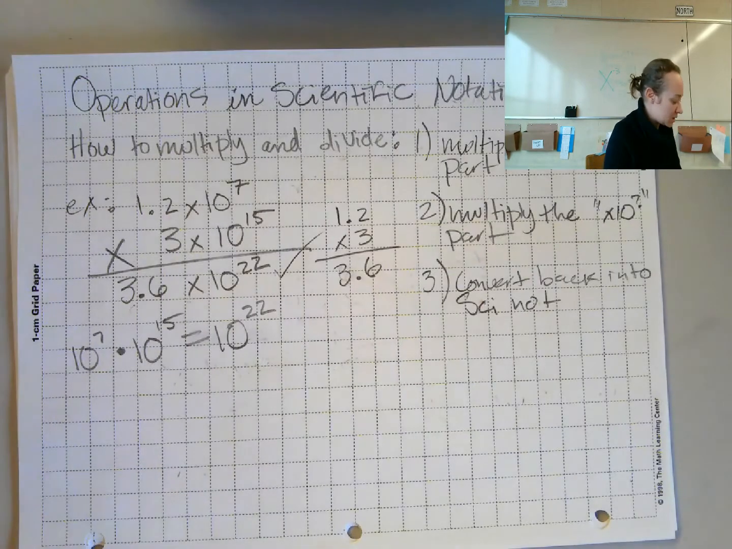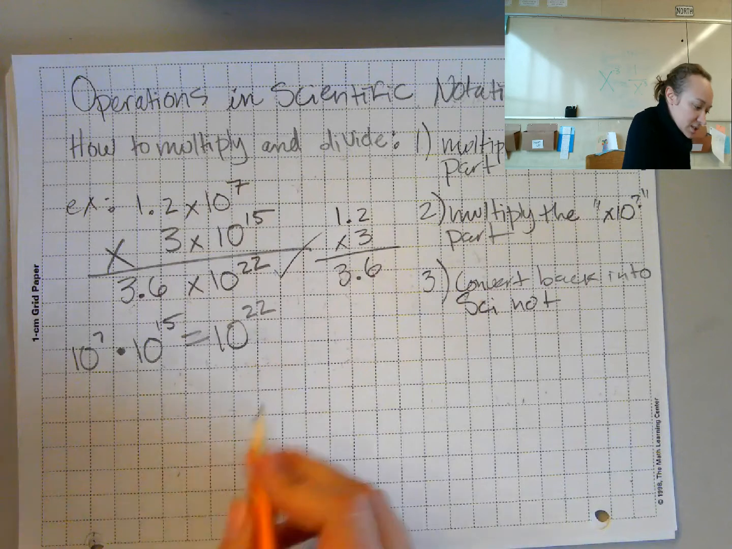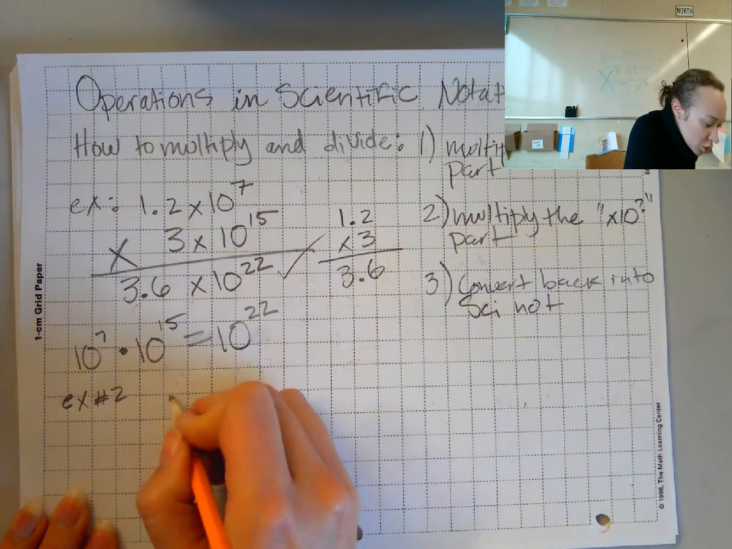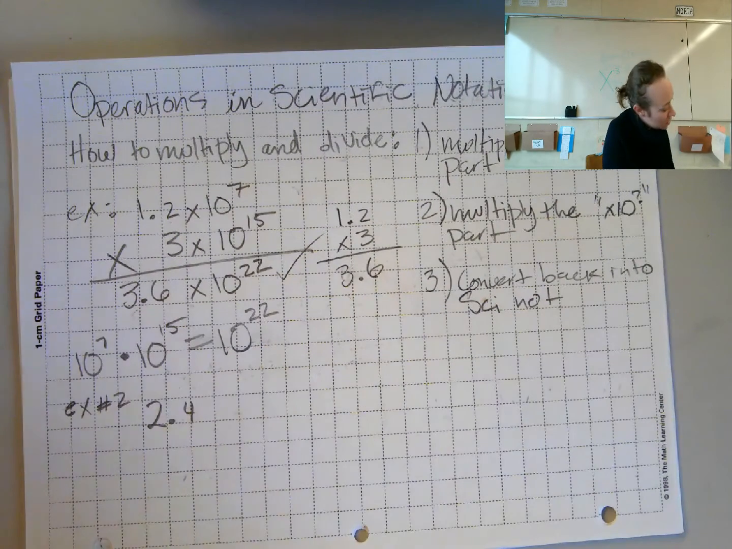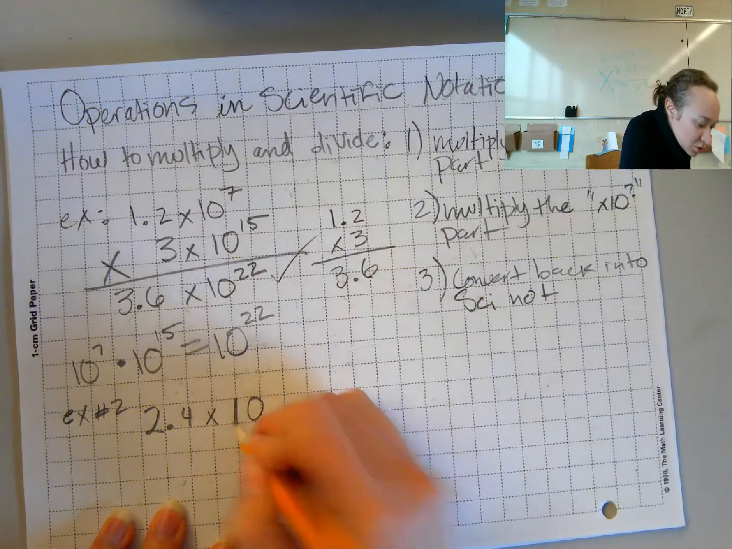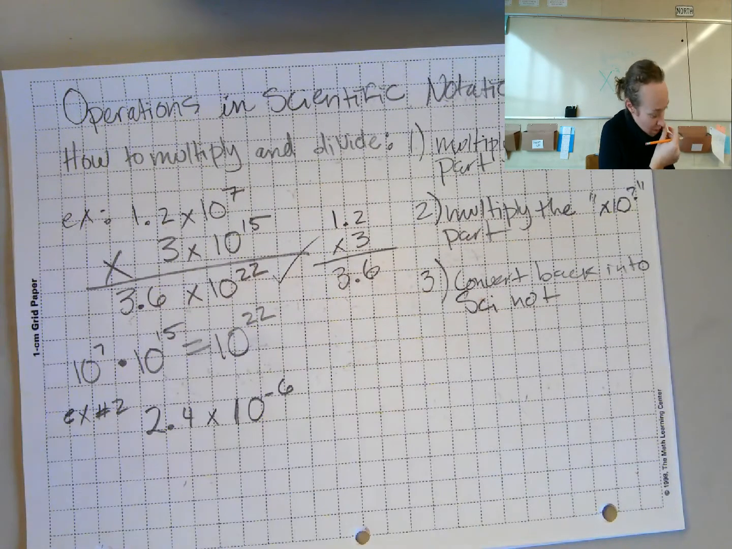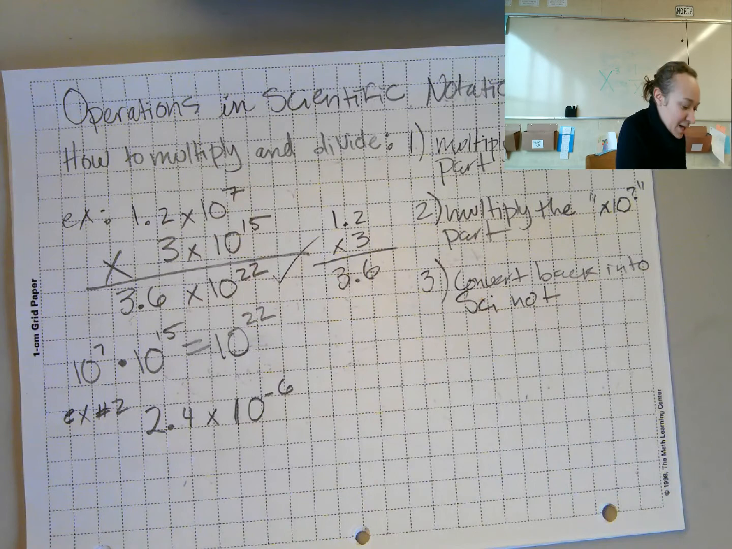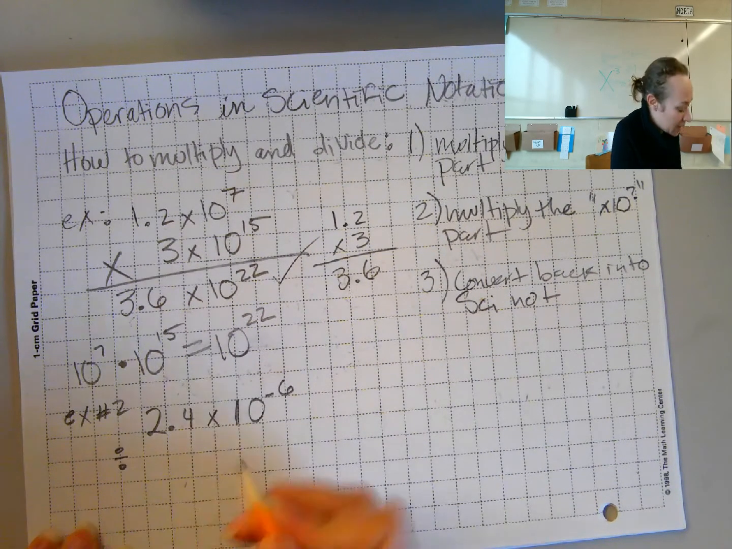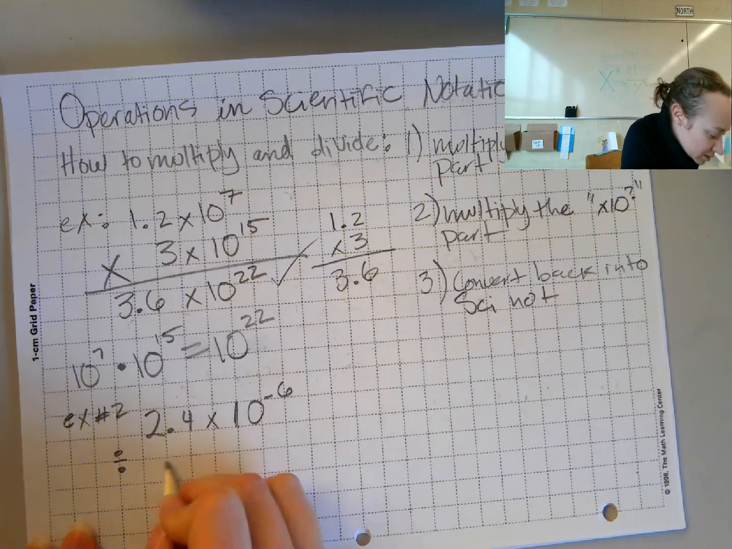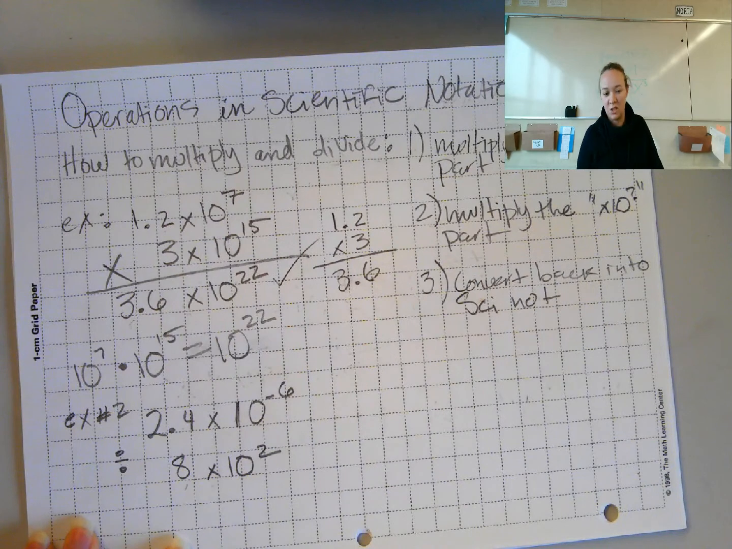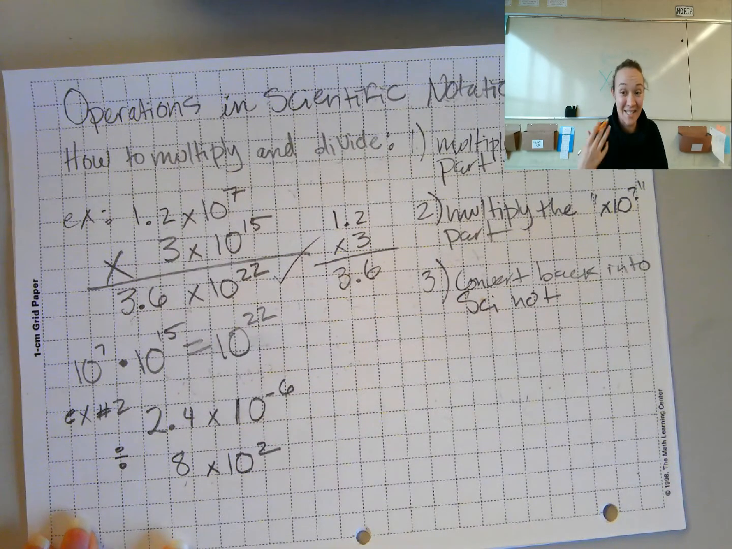Let's try another example. That was example number 1. Here's example number 2. We're going to do 2.4 times 10 to the negative 6. So we're dealing with small numbers now. But I'm going to divide it by a really big number. So I'm going to divide that by 8 times 10 squared. Not too big, but big enough. But the same steps apply.